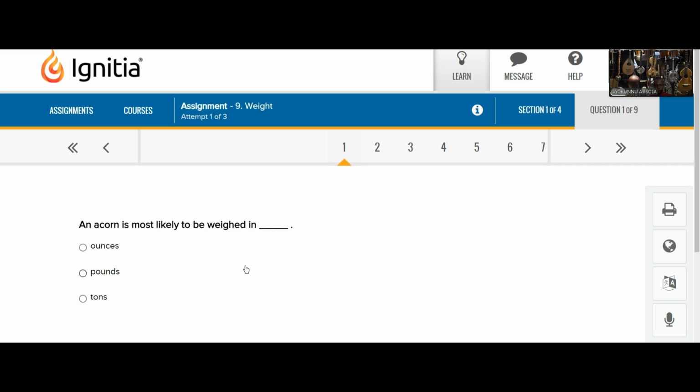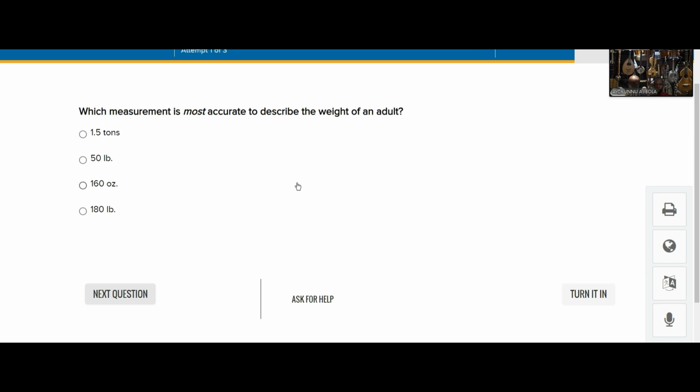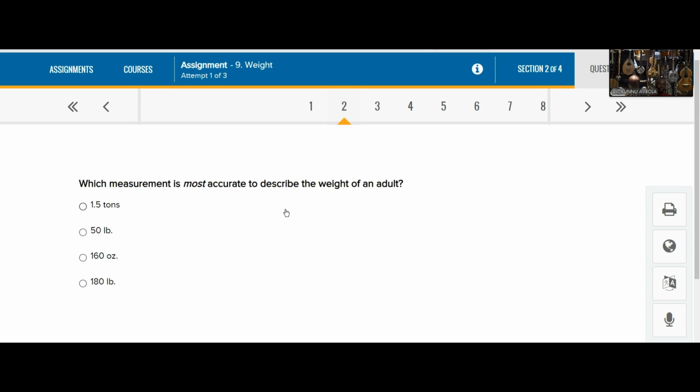Let's work on the questions. An acorn is most likely to be weighed in ounces, pounds, or tons? So check this. Miggy, are you there? Yes. So an acorn is likely to be weighed in what? Ounces. Okay. Then the next one.